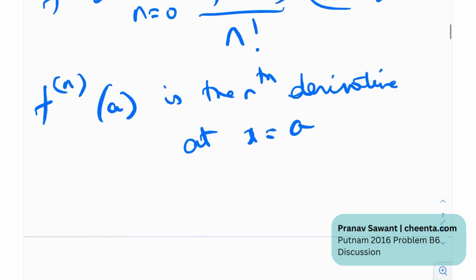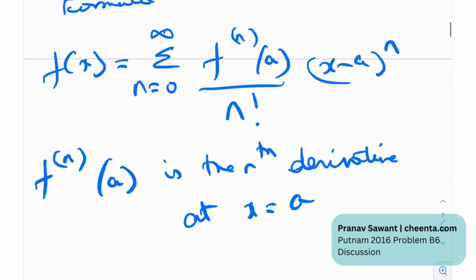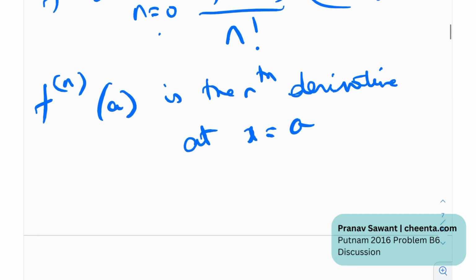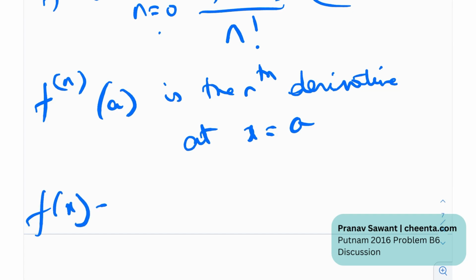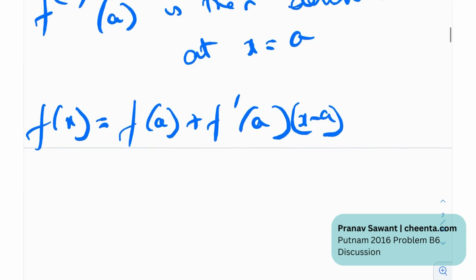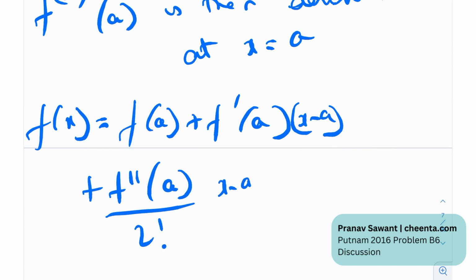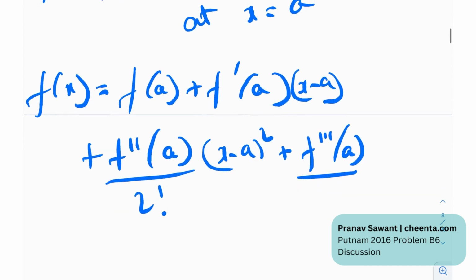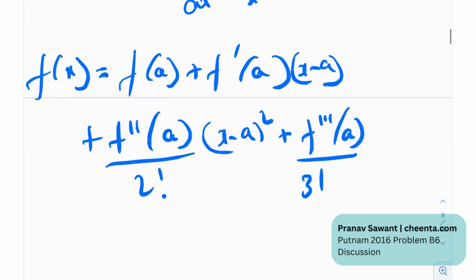What you do have to remember is something that's a little bit easier to remember. So once you expand this sigma, you will get f of x is equal to f of a plus f prime of a times (x minus a), okay, plus f double prime of a divided by 2 factorial times (x minus a) whole square plus f triple prime of a, which is the third derivative evaluated at x equal to a, divided by 3 factorial times (x minus a) whole cube, and this goes on and on. You kind of need to remember this, and it's quite easy to remember honestly.